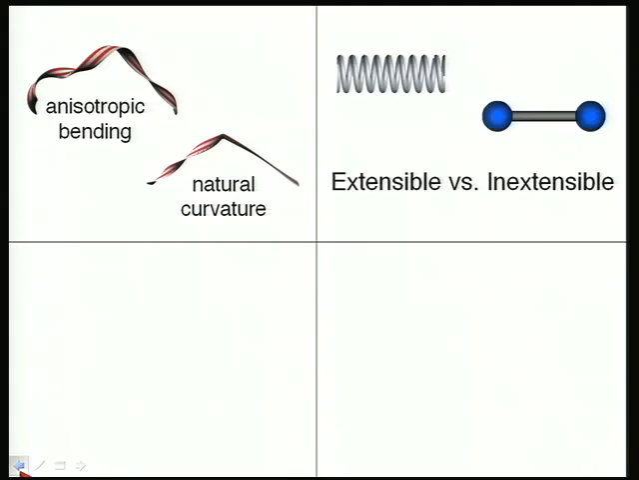Second is, I didn't discuss extensibility of the rod. So we can have extensible rods just by, for example, introducing a spring energy per edge, or we can enforce an inextensibility constraint per edge. And we discussed both in the paper.